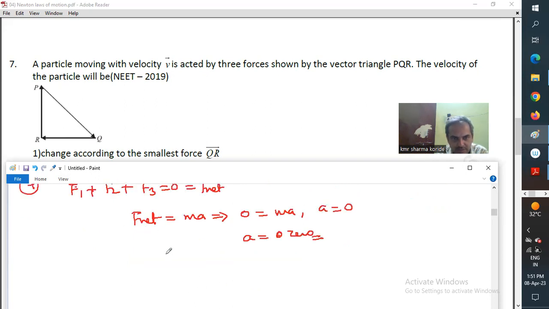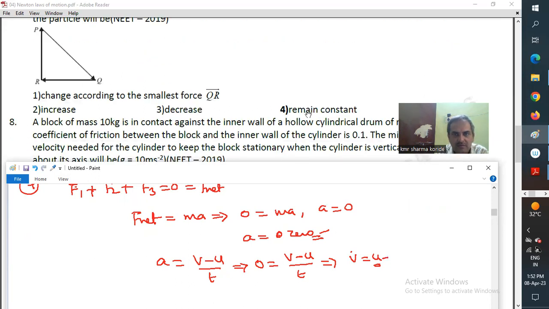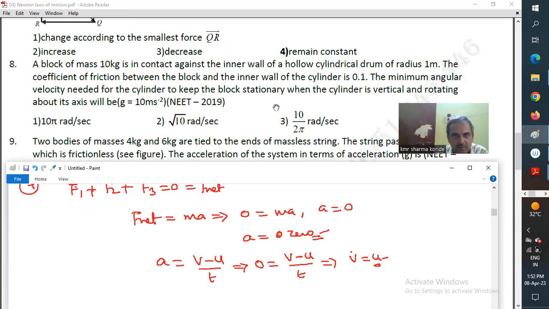So what is the reason to say this? A is equal to, the basic fundamental equation of motion. So if A is equal to 0, V minus U by T, therefore this is going to be finally V equal to U. So when acceleration is 0, initial velocity equals final velocity. Therefore body moves with a constant velocity, or its velocity remains constant. Fourth option is correct. Moving to another question.